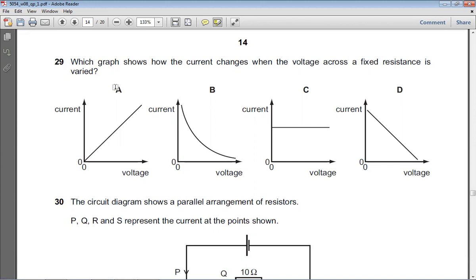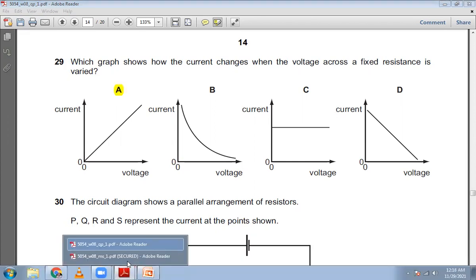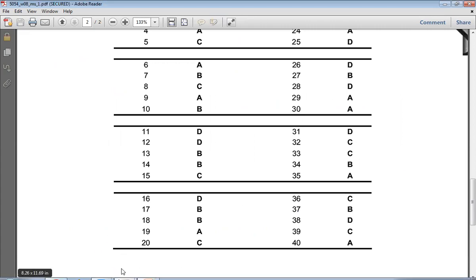So I think A looks the best option to me. Question number 29, A is the right option, sir.